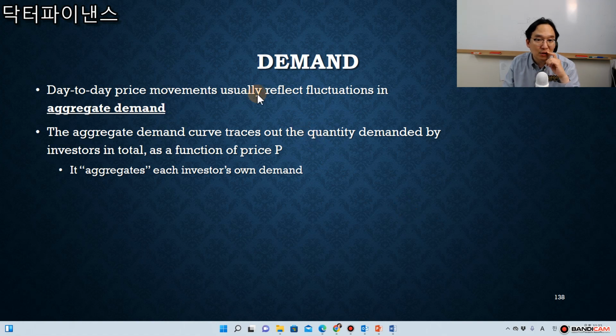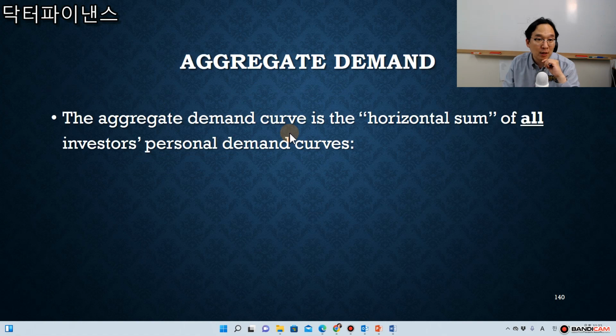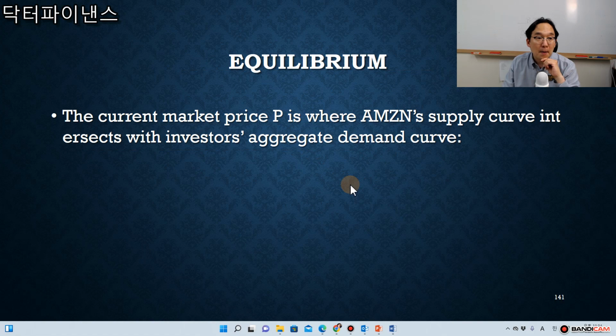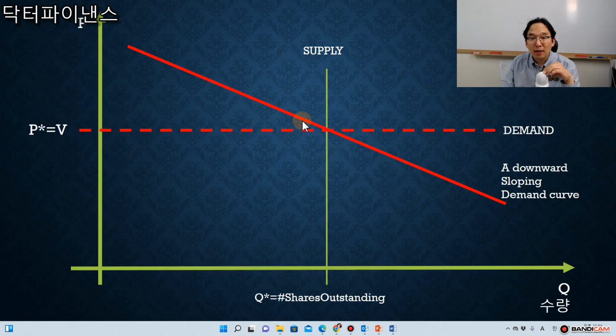So the demand curve, you may think that the demand curve will be downward sloping as you aggregate it, horizontal sum, so that the equilibrium where the demand curve crosses the supply curve, the equilibrium happens, and then that's where the equilibrium price will be determined. Okay? Like this, you may think in the first place, a downward sloping demand curve.